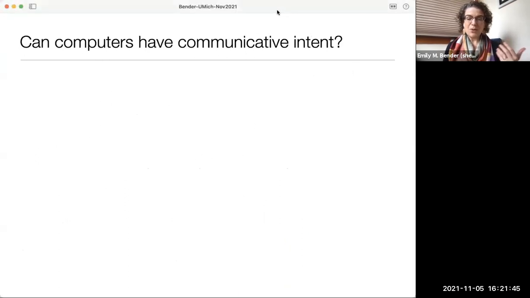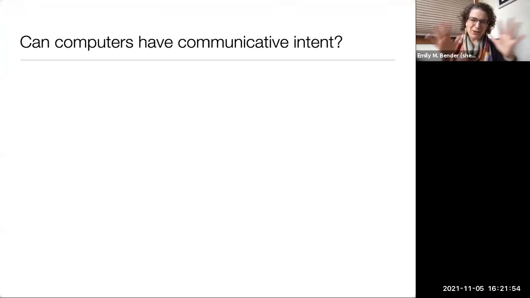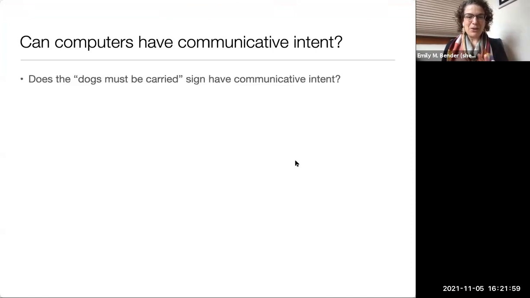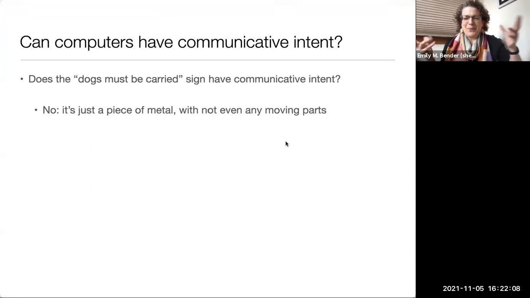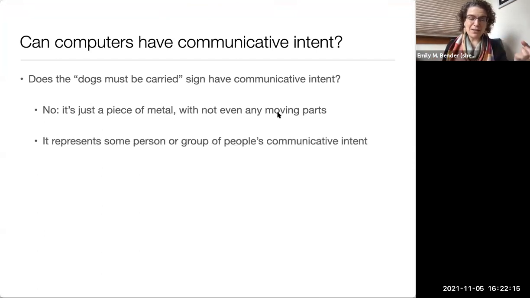All right, so moving on to computers. Can computers have communicative intent? This is probably a deep philosophical question, and I am no philosopher, but I'm going to have a go for the purposes of this talk at a provisional answer by looking at some examples. So before we get to computers, does that "the dogs must be Carrie's" sign that we were looking at have communicative intent? No, it's just a piece of metal. It doesn't even have any moving parts. How could it possibly have in itself communicative intent? Rather, it represents the communicative intent of some person or group of people.